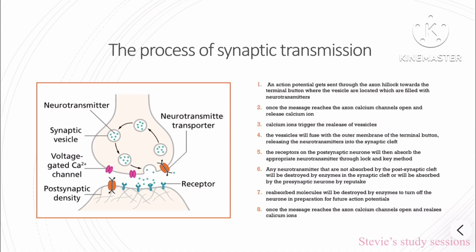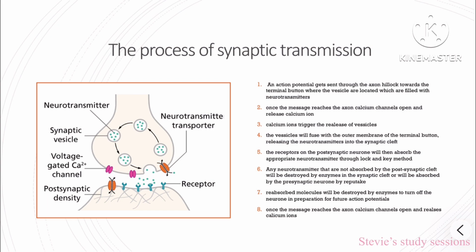So you need to know the process of synaptic transmission. This normally comes up as a 3 marker. 1. An action potential gets sent through the axon hillock towards the terminal buttons where vesicles are located which are filled with neurotransmitters. 2. Once a message reaches the axon, calcium channels open and release calcium ions. 3. Calcium ions trigger the release of vesicles. The vesicles will fuse with the outer membrane of the terminal button, releasing the neurotransmitters into the synaptic cleft.